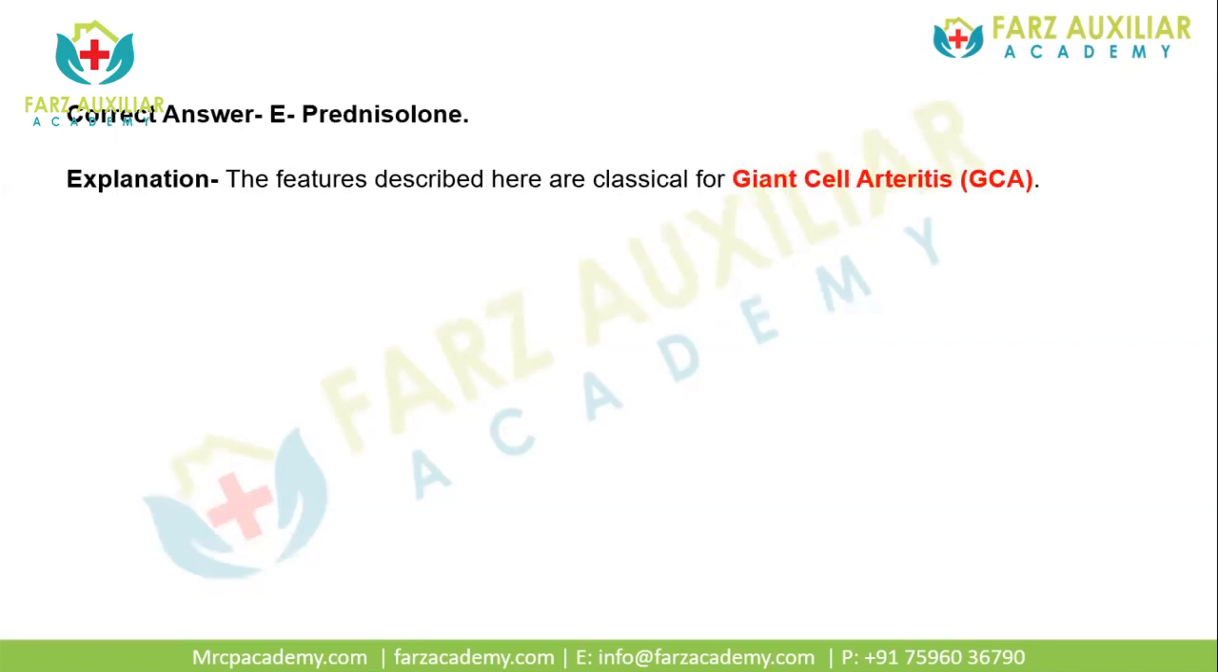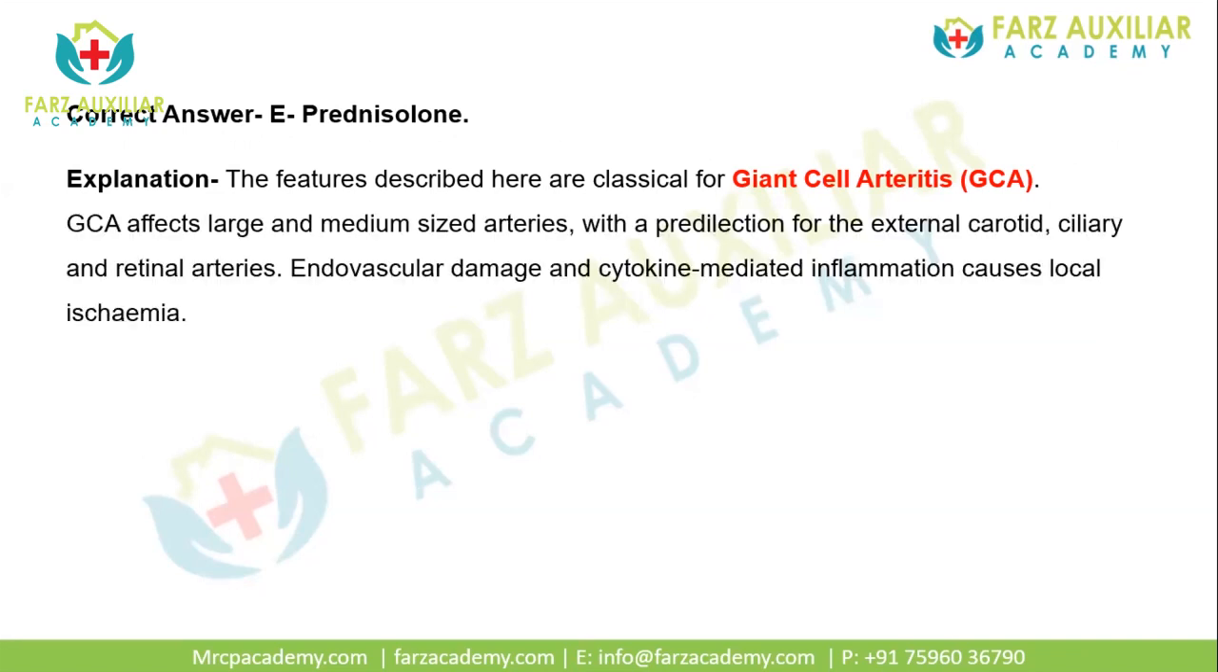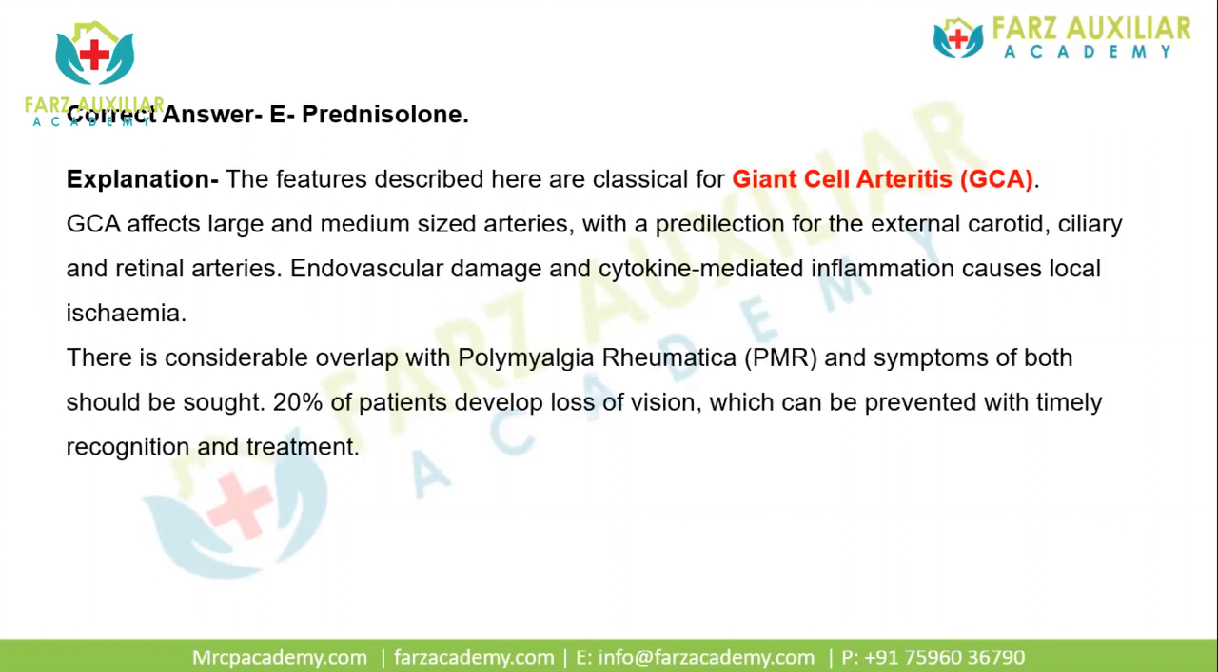So the correct answer is prednisolone, because the features described here are classical for GCA or giant cell arteritis. This affects large and medium-sized arteries with a predilection for the external carotid, ciliary, and retinal arteries. Endovascular damage and cytokine-mediated inflammation causes local ischemia. There is considerable overlap with polymyalgia rheumatica, and symptoms of both should be sought. 20% of patients develop loss of vision, which can be prevented with timely recognition and treatment. So this is actually one of the few emergencies that we have in ophthalmology.